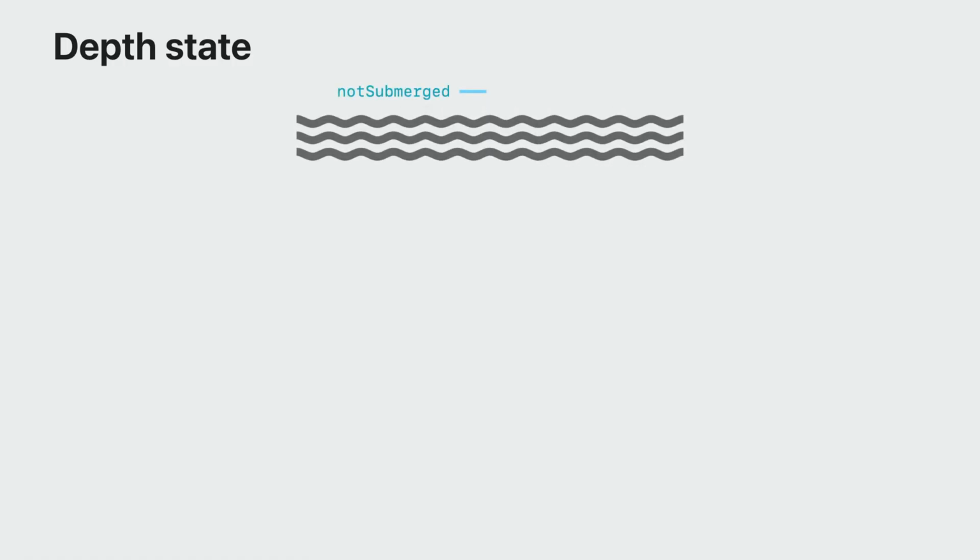Depth underwater corresponds to certain depth states. Let me show you how they're mapped. Let's start with the state out of water, when you're in the not submerged state. Above 1 meter underwater, you're in the submerged shallow state. Beyond 1 meter, you're in the submerged deep state.